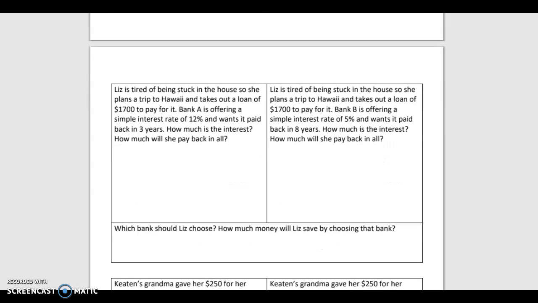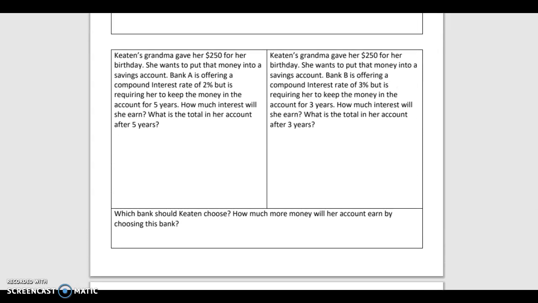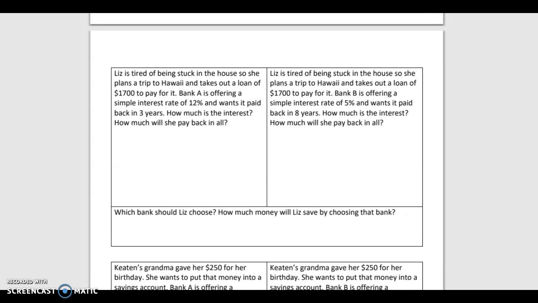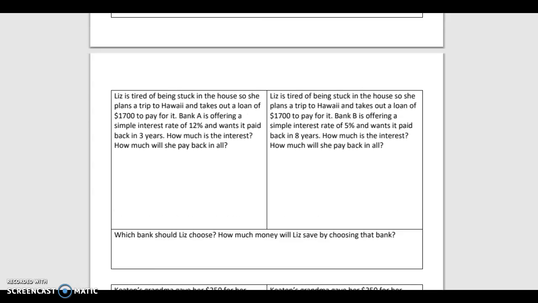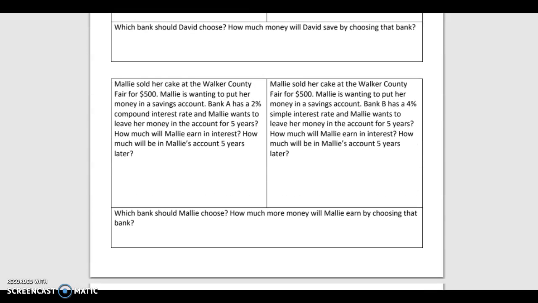Liz is borrowing money. So again, she's going to be looking at when she borrows money, she's going to want to pay back the least amount. And then the last problem I gave you is Keaton is saving money. And again, when saving money, you're going to want the most in your savings account. Also, Keaton's is compound and compound. So both those are going to be compound. Liz's is simple and simple. So I'm going to use my simple formula for both of those.